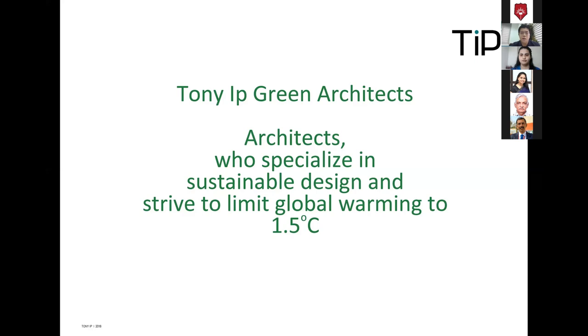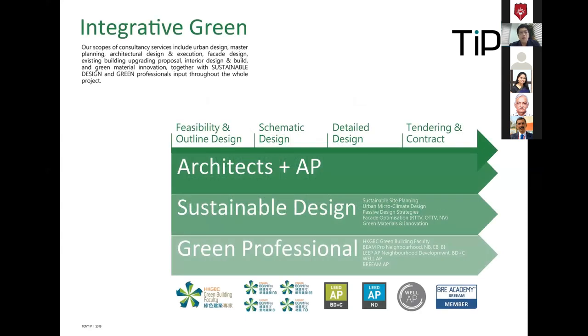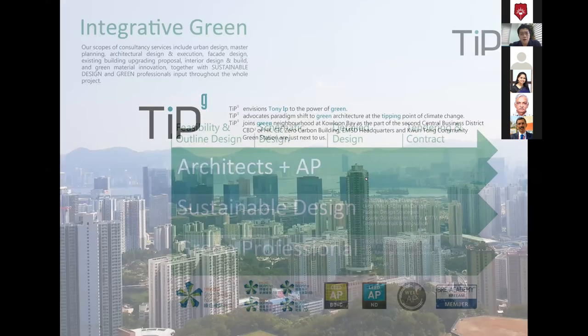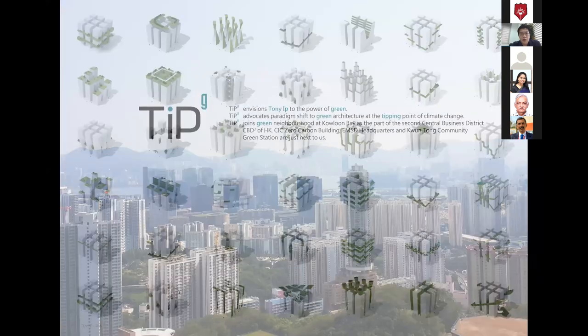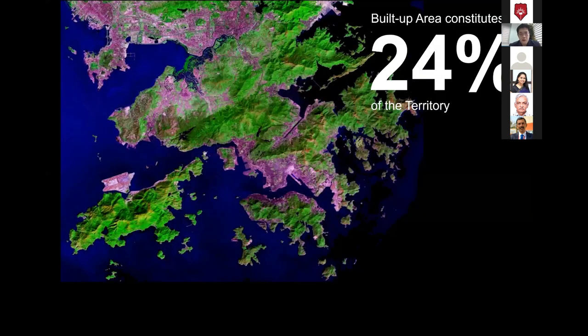And this is the key vision of my firm. We really want the design to strive against global warming and for environmental and social sustainability. So what we are looking for is integrative green. And the green professional should not be a separate profession. It should be integrated in all disciplines, and it should start from the very beginning and then develop through the design and then the construction. So in my firm, we have multidisciplinary professionals, and we also strive for green design. My firm is in Hong Kong, so if you have the chance to visit Hong Kong, please feel free to visit us. So let's go to the webinar today.